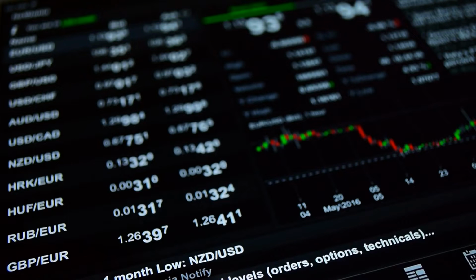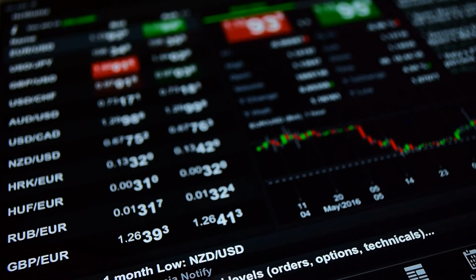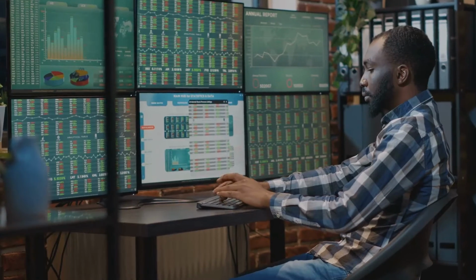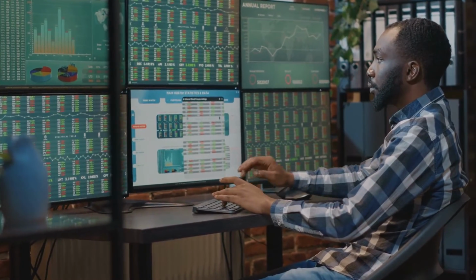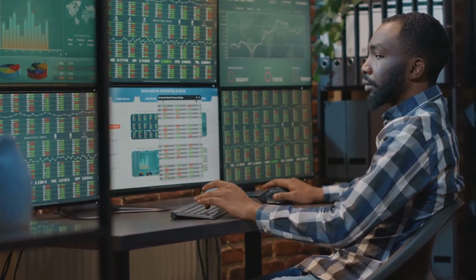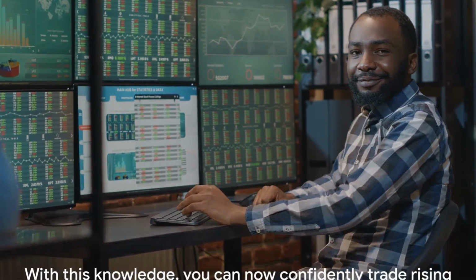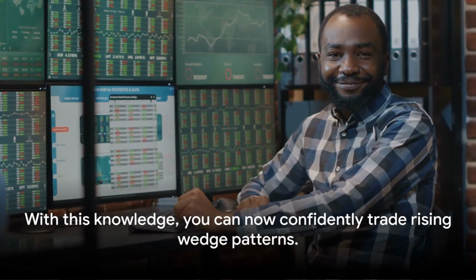Remember, trading is all about probabilities, not certainties. So, while a rising wedge often leads to a downtrend, it doesn't always. That's why it's crucial to manage your risk with stop-loss orders and not to risk more than a small percentage of your trading account on any single trade. With this knowledge, you can now confidently trade rising wedge patterns.